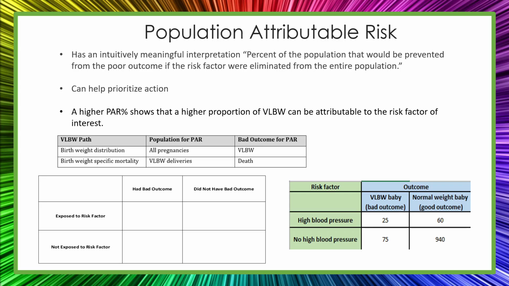Population attributable risk, or PAR, is a way to determine the prevalence and the strength of the association between a risk factor and an outcome. PAR has an intuitively meaningful interpretation as the percent of the population that would be prevented from the poor outcome if the risk factor were eliminated from the entire population. So the higher the number, the greater the association. PAR can help to narrow down the possible associated risk factors, with the caveat that birth records provide a limited view of the total experience of pregnant women and birth, and risk factors interact with each other. So it's one piece of information.